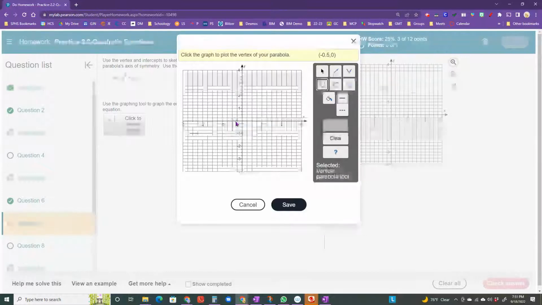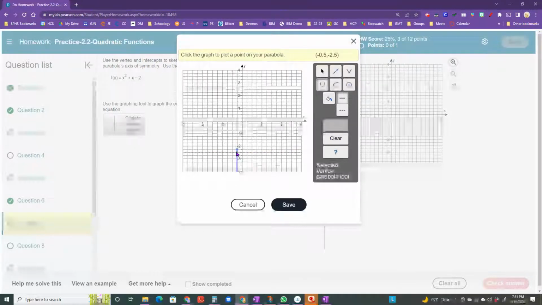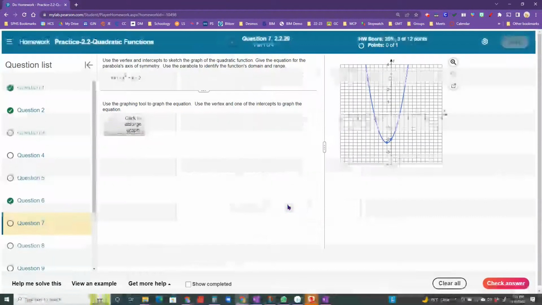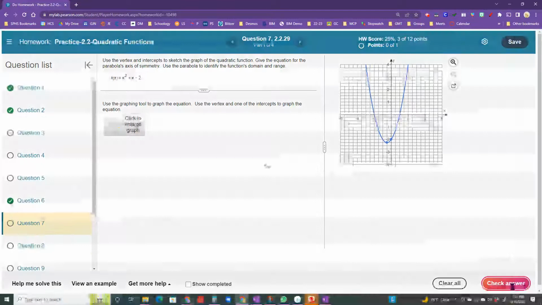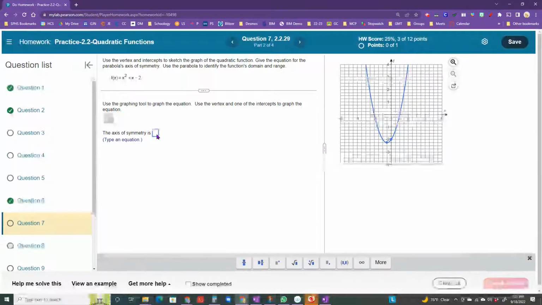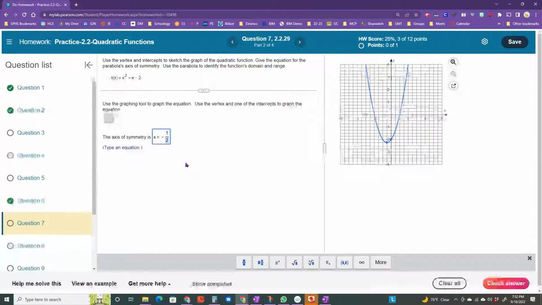So I'm going to go plug in negative 1/2. This is negative 1. So that's negative 1/2. And then 9/4 is 2 1/4. So it's here. And then your y-intercept is easy. It's negative 2. So boom. Check my answer. Great. My axis of symmetry, it tells you right here, type an equation. X equals, and that was negative b over 2a, so that was negative 1/2.